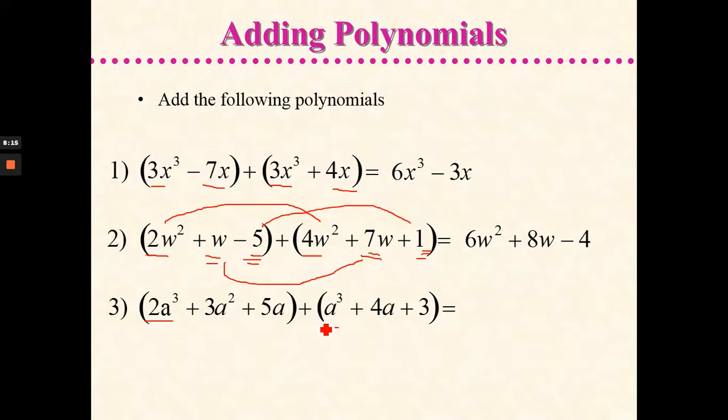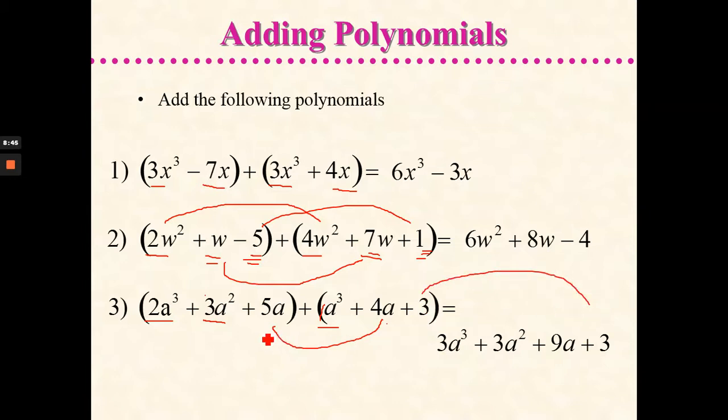2a cubed plus 1a cubed, that will be 3a cubed. Then 3a squared, can we add this with this one? No. We cannot add this with this one because they are dissimilar. But then 5a and 4a can be added. That's why it is 9a. And then there's no constant here, so you're just going to copy 3. So again, only like terms can be added.